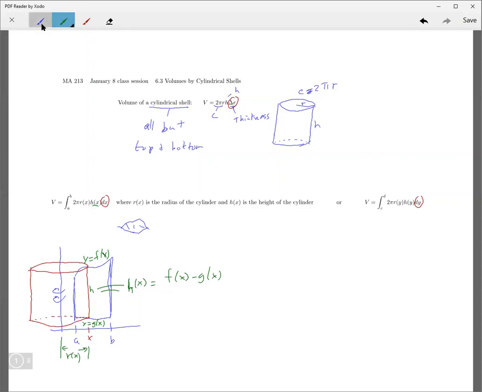Okay, over here, this one over here is when you have a region bounded by a couple of curves that's being rotated about a horizontal axis, okay? And so you'd have this being rotated this way.